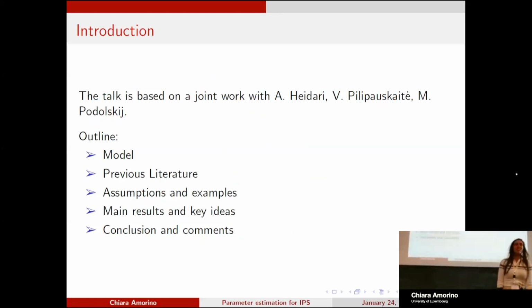What are we going to do today? First of all, we want to introduce the model. We want to understand what we want to do. What has already been done? Let's see a bit of the previous literature, and then we'll be ready to start with the real talk, with the assumptions. We'll see some examples that satisfy our assumption, and we can actually provide our main result, we can arrive to the conclusion, and we can talk about some open questions as well, which is always a nice way to finish a talk, I would say.